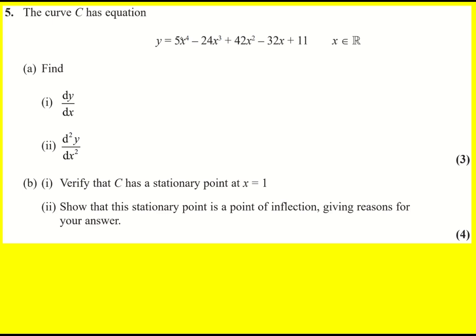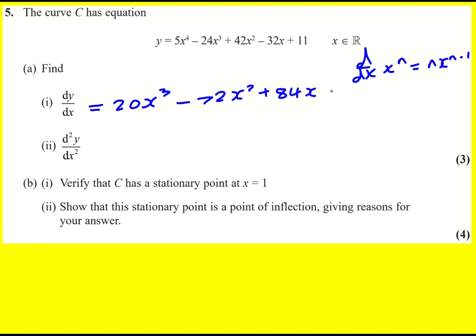Curve C has this equation, a quartic over all real numbers. Let's find dy by dx. Of course we're using the fact that d by dx of x to the n is n x to the n minus 1. That's our general result for polynomials. So we bring the 4 down, 5 times 4 is 20 x to the 3, minus 24 times 3, that's the same as 12 times 6, 72 x squared, plus 84x minus 32.